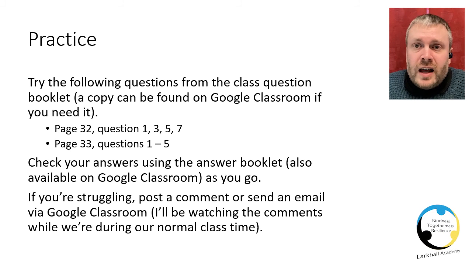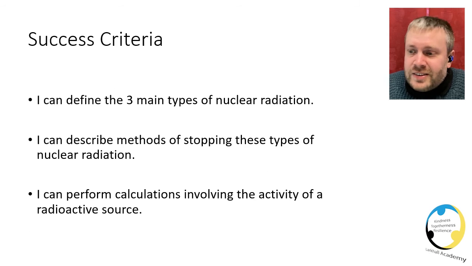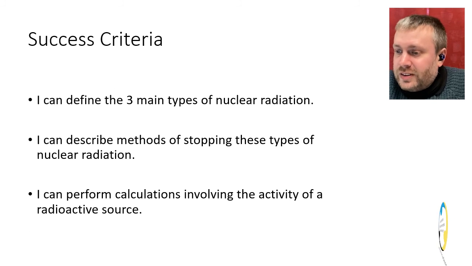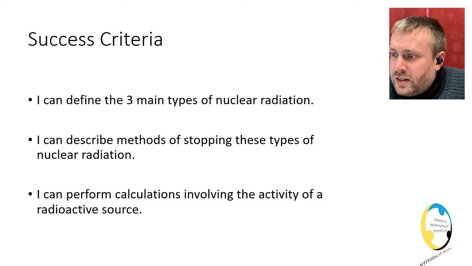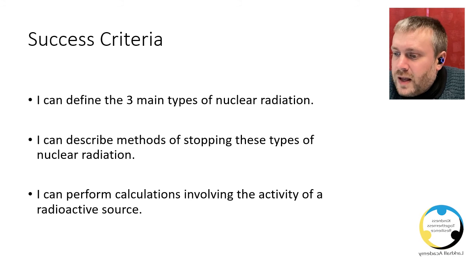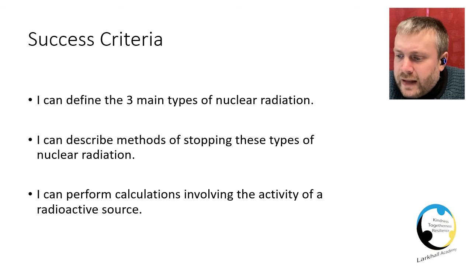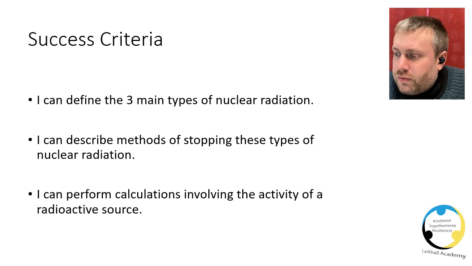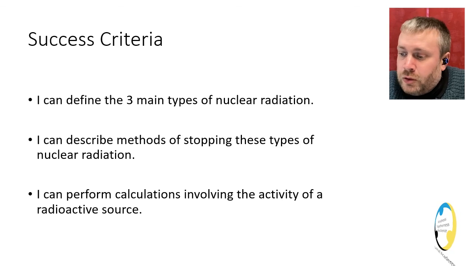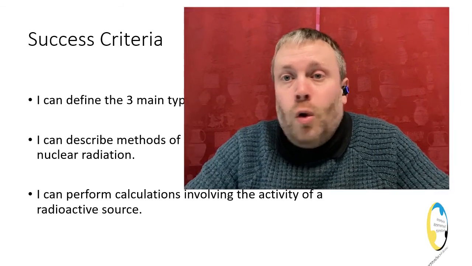So once you've done that, come back and have a look at our success criteria again. Our success criteria: I can define the 3 main types of nuclear radiation. I can describe methods of stopping these types of nuclear radiation. And I can perform calculations involving the activity of a radioactive source. Hopefully you can do all that. Hopefully you managed to get the questions right. If you have, give yourself a pat on the back.